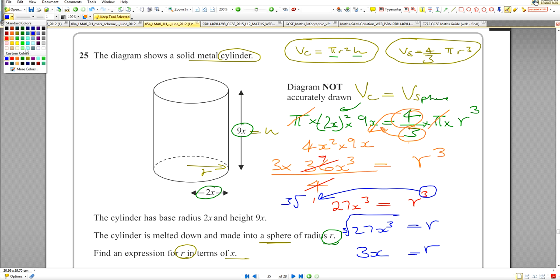What about cube? You've not got cube. That there. Cube. 3x cubed equals r cubed. Oh no, that's it now, yeah? I got it. So we cube root the 27 and we cube root x cubed, that's finished. So r is equal to 3x, or 3x is equal to r. Done.